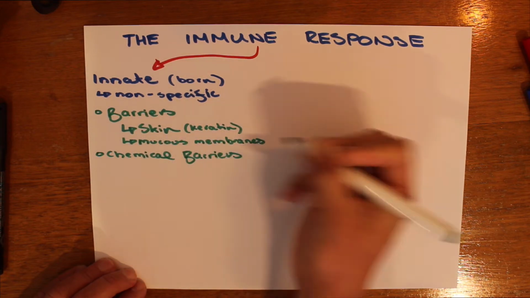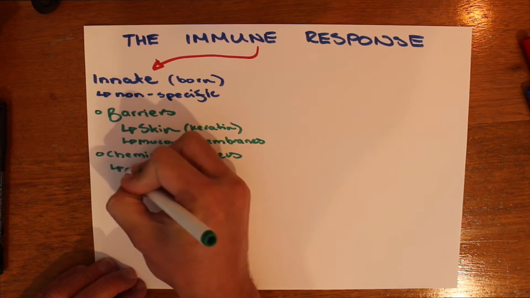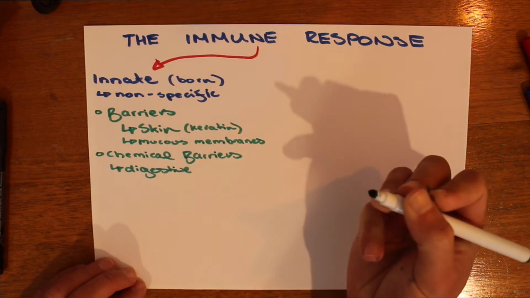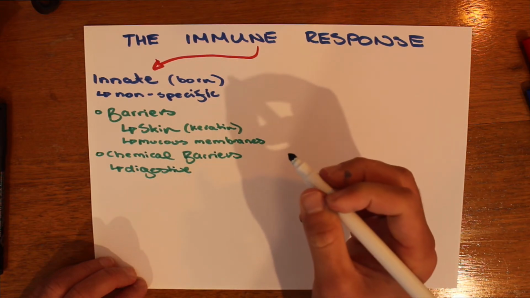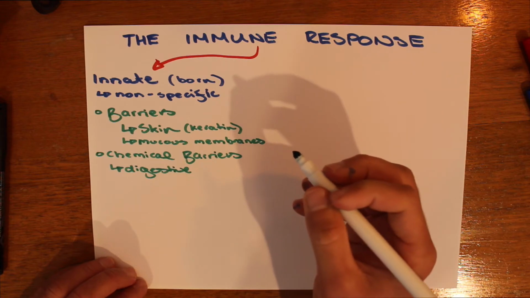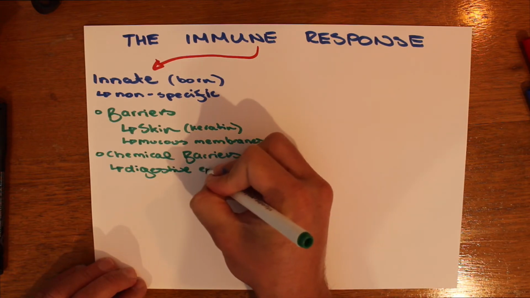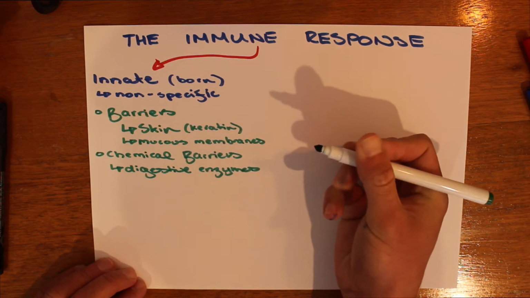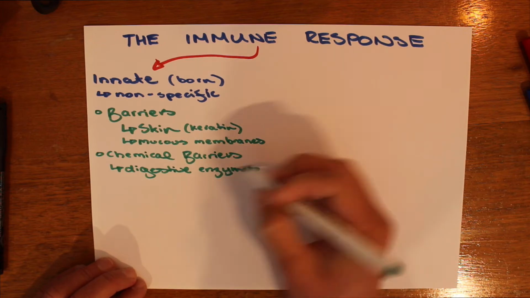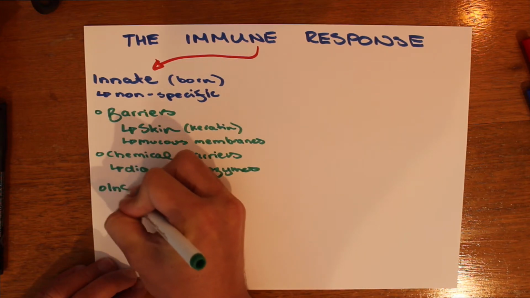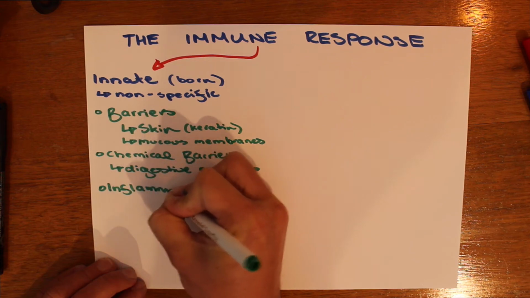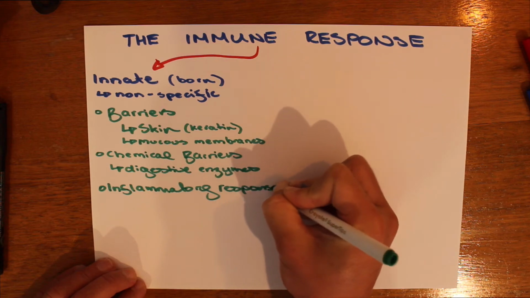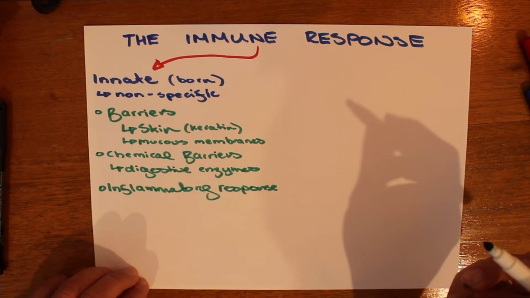We also have not just physical barriers, but chemical barriers. These chemical barriers include, say, the digestive enzymes in our gut. So if we ingest something that wasn't cooked properly, it's a highly acidic environment in our stomach due to the hydrochloric acid. So we have digestive enzymes which are going to break that pathogen down. As well as chemical barriers, we have the inflammatory response. And this is something we're going to talk a lot more about really soon.